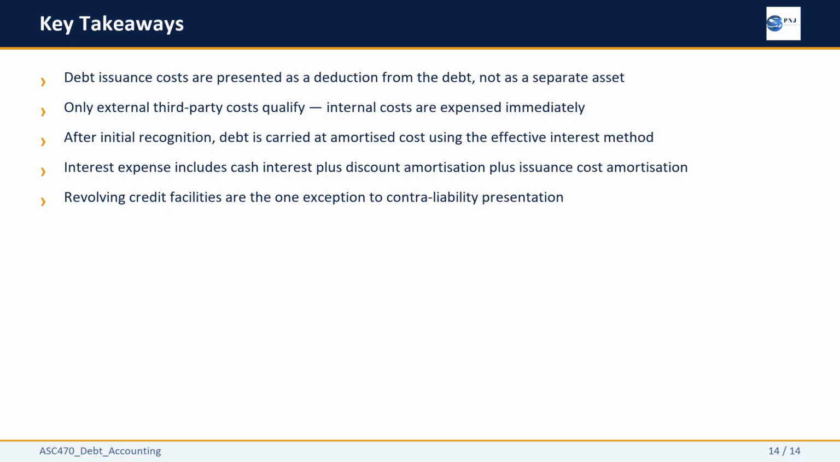Let us bring it all together. Debt issuance costs reduce the carrying amount of the debt on the balance sheet. They are not a separate asset. Only external costs qualify. Internal ones are expensed on day one. Once the debt is on your books, it is carried at amortized cost, and the carrying amount moves toward face value every period. Interest expense is never just the cash coupon. It always includes the non-cash amortization components. Master these three ideas, and you will handle the vast majority of debt accounting situations correctly.